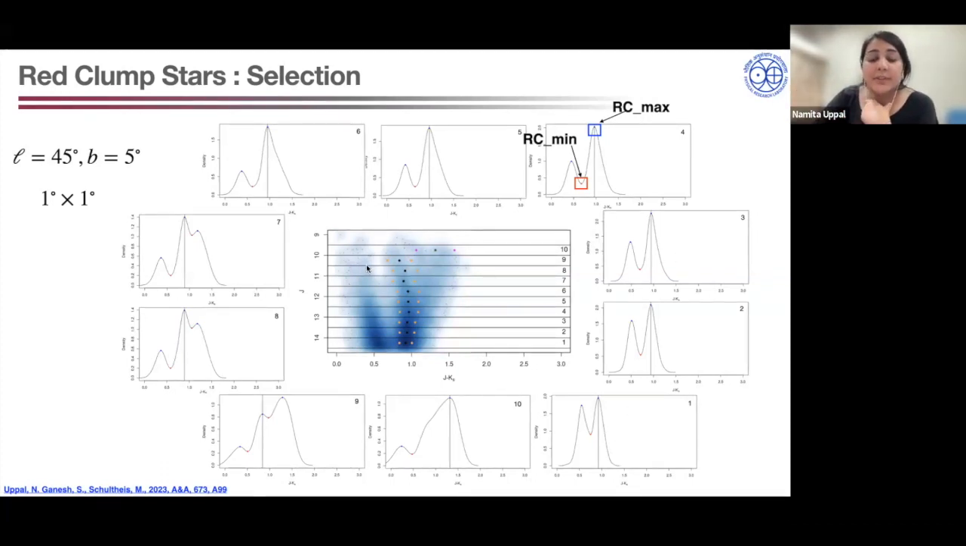So in this way, we have selected the red clump locus in the color magnitude diagram, which is denoted here by black points. Now to select the range of stars, we have used a 1 sigma region around this central locus, which is denoted here by the orange points, and all the stars in the orange region are considered as red clump stars. So in this way, we have selected the red clump stars in a 1 degree by 1 degree region.